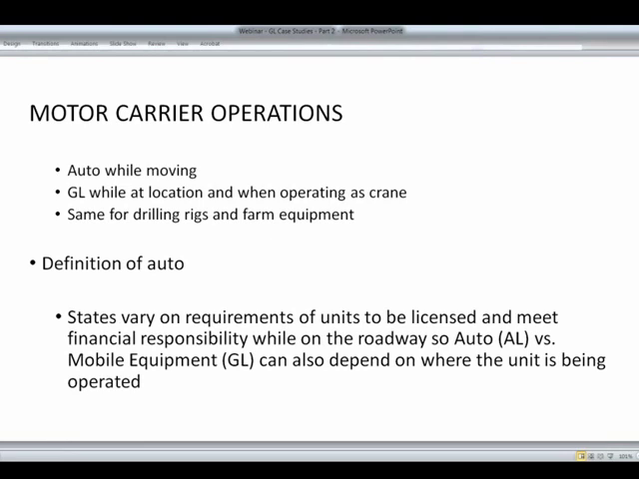Motor carriage operation, auto while moving, GL while at locations and when operating as a crane. Same for drill rigs and farm equipment. So the definition of auto states vary on requirements of units to be licensed and meet financial responsibility while on the roadway. So auto liability versus mobile equipment can also be dependent on where it is operating. Again, states vary.